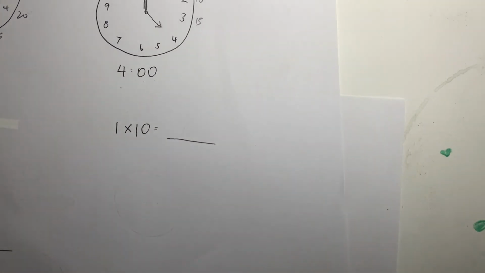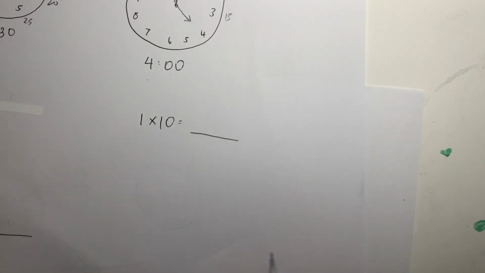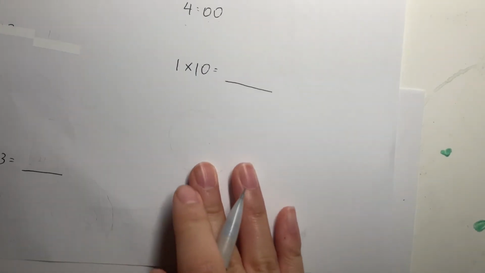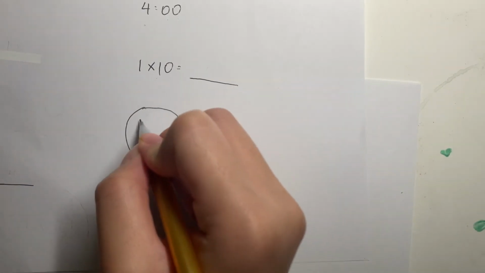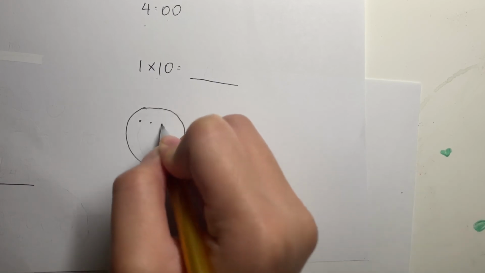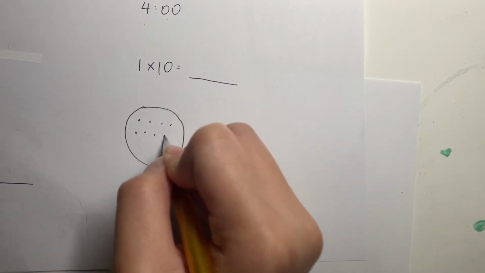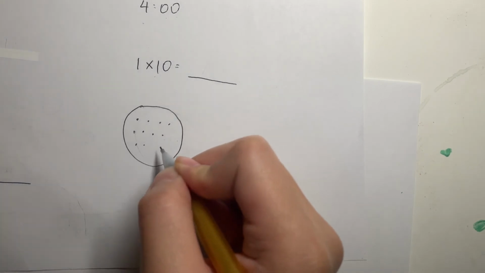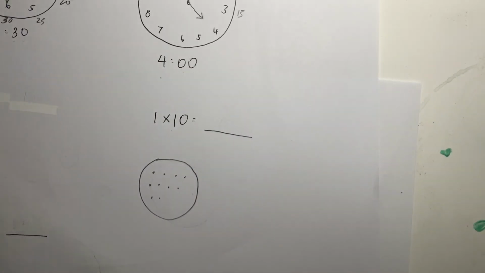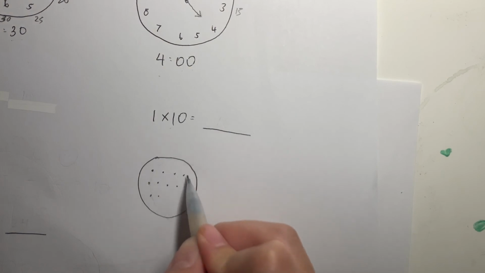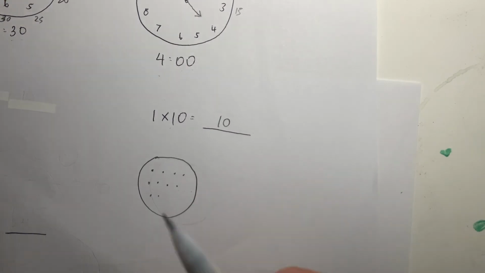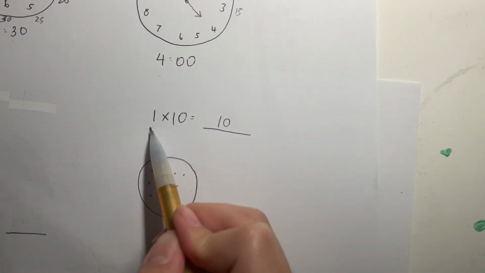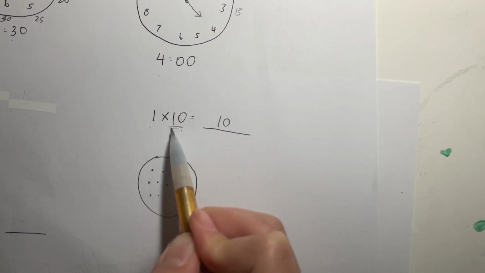Now we'll move on to multiplication. We have 1 times 10 here. So what this question is basically telling us is that we have one group of 10. So we'll indicate the 10 with dots. This is 10 dots. We have one group of 10 dots. So how many dots do we have in total? 1, 2, 3, 4, 5, 6, 7, 8, 9, 10. We have 10. So that's the answer. And what you can assume is anything times 1 will be the number itself. So 10 times 1 will be 10, this number itself.